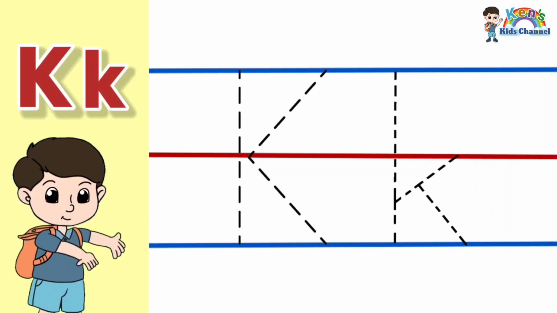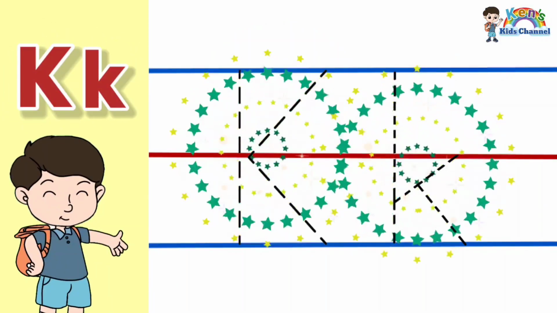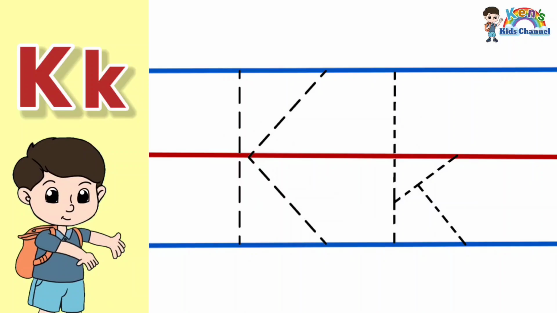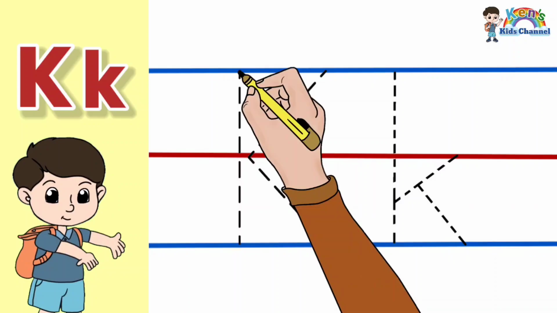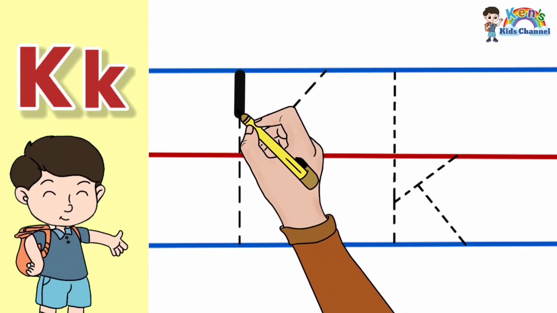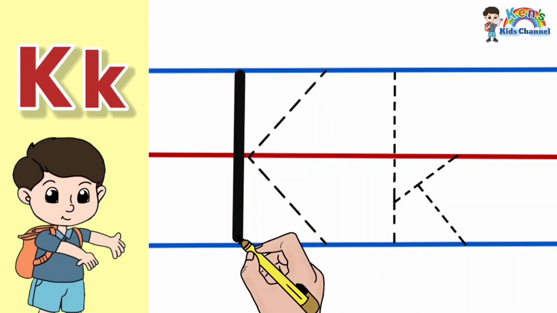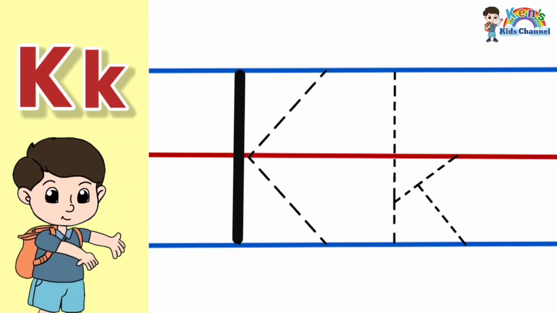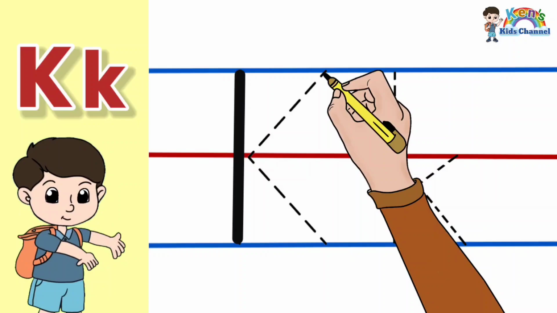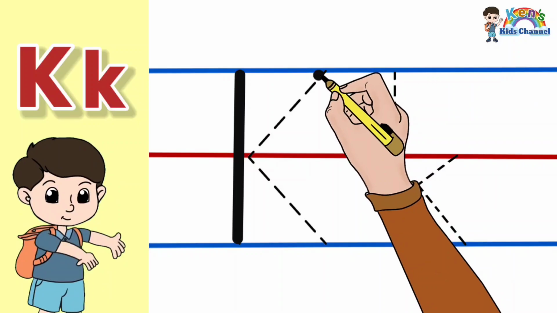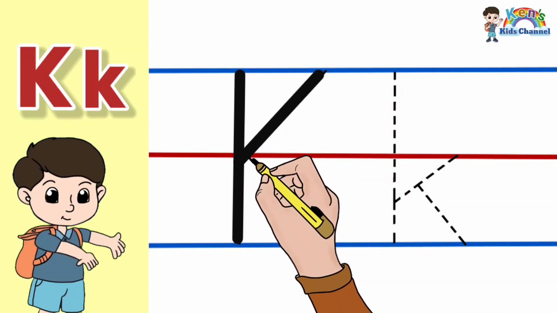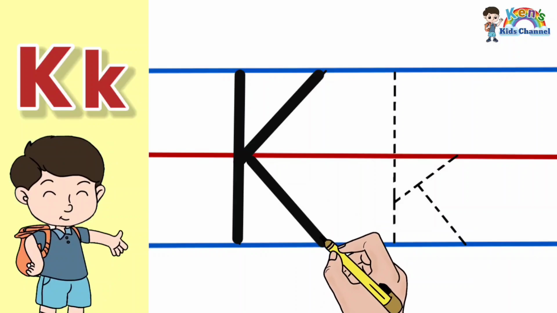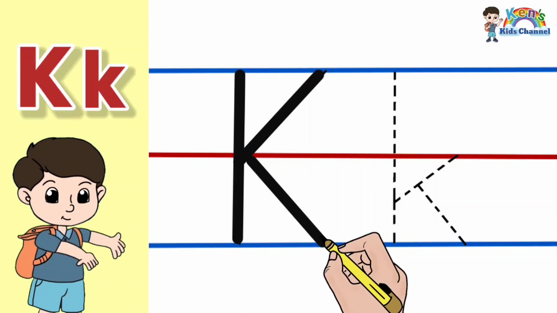Let's write the letter K. Kids, let's begin with the big letter K. Start at the top and straight down to the bottom line. Now let's make 2 slant lines. Start at the top, slant down left to the middle line, and slant down right to the bottom line.